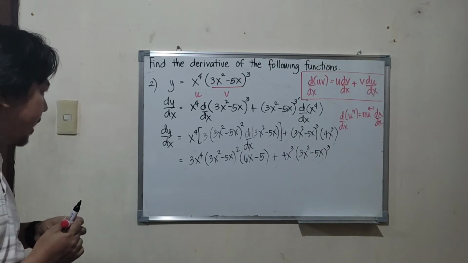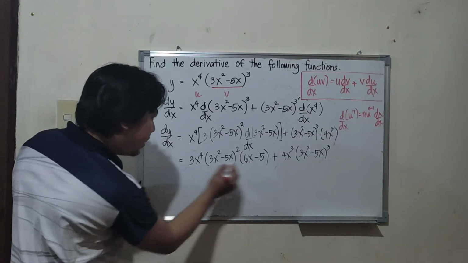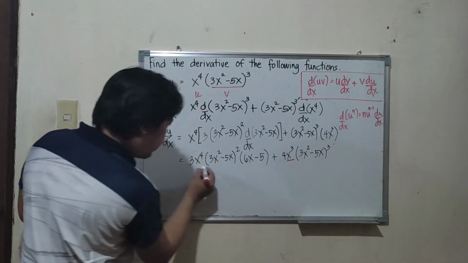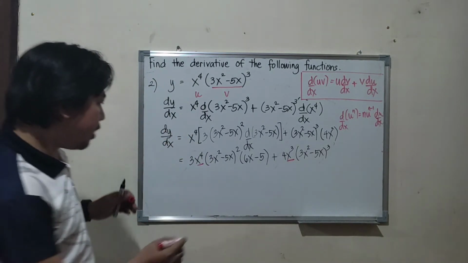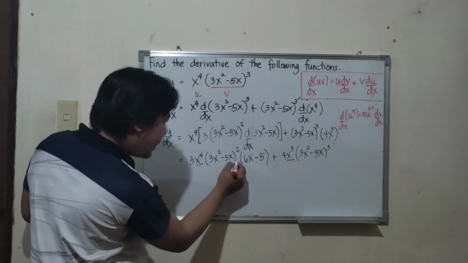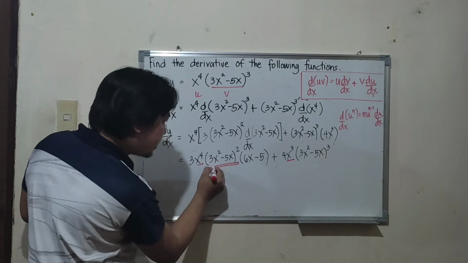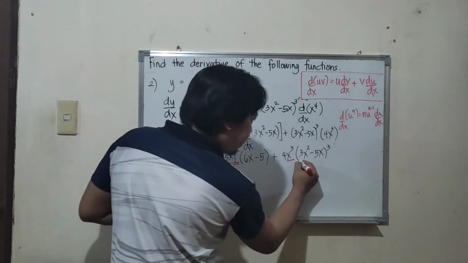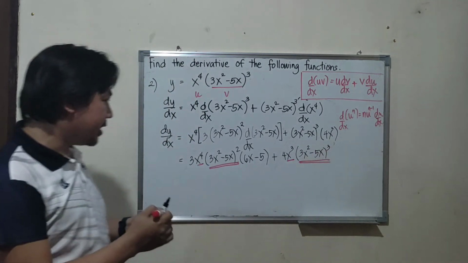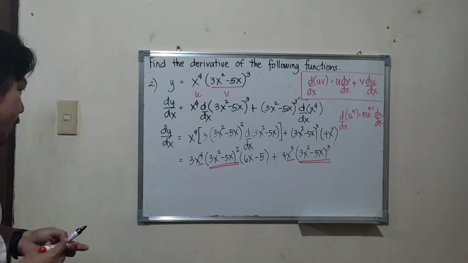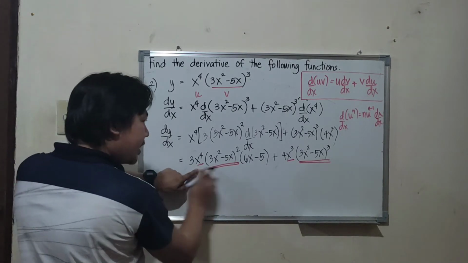So ano ba ang common term natin dito? We have x cubed. May x cubed. So yung x to the fourth, may x cubed yung x to the fourth. Then meron tayong common pa dito, 3x squared minus 5x squared. So ito, meron din tayong 3x squared minus 5x squared. So may matitira pang isa dito. So pag pinactor out natin yon, so para masimplify natin, labas natin yung mga common.